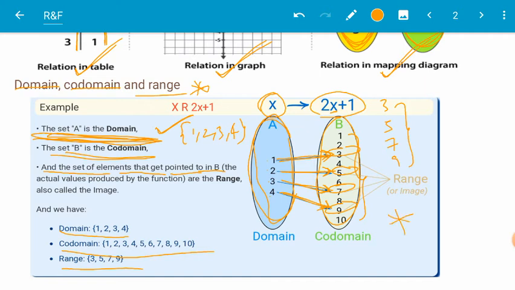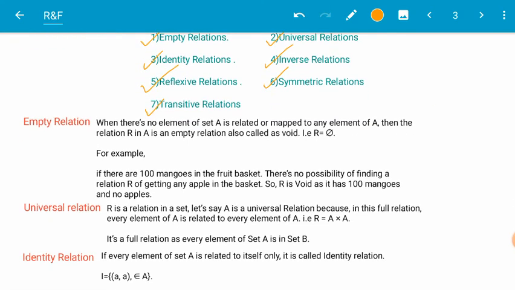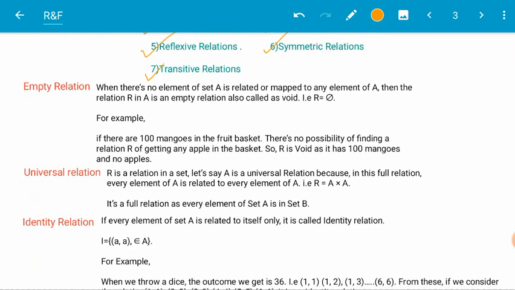Super important concept. Let's see some types of relations. There are many types of relations. In that, the very important relations we have here: first one, empty relation, universal relation, identity relation. Next, inverse relation, reflexive, symmetric, transitive. These 7 are very important. So I am giving each a one-word definition, and I will make you understand.